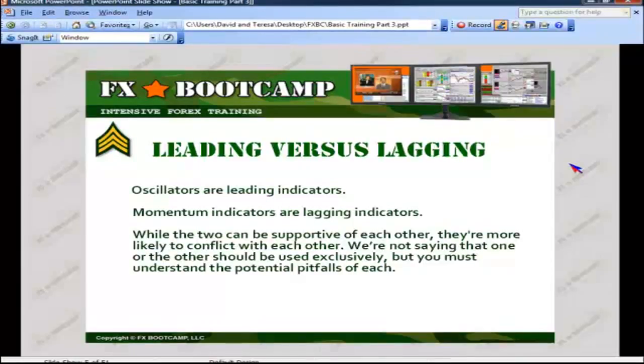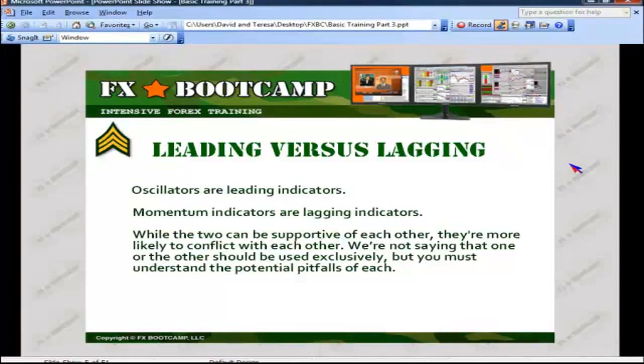So our EMAs, for example, are lagging to price. All they are is moving averages, averages being the operative word. So they're just moving in response to what price is doing, and averaging out what the candle values are. All right. While the two can be supportive of each other, they're more likely to conflict with each other. We're not saying that one or the other should be used exclusively, but you must understand the potential pitfalls of each.